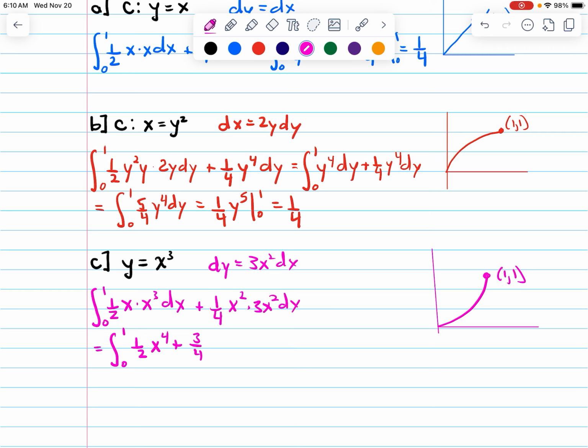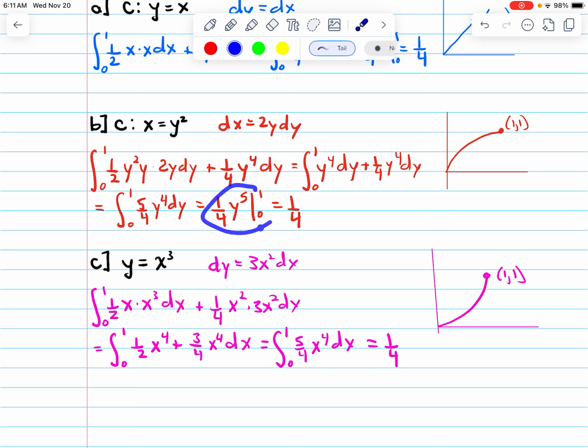3/4 x to the 4th dx. Now let's see what we've got here. We've got the integral from 0 to 1, and I've got 1/2 plus 3/4, so that's going to be 5/4 x to the 4th dx. And we know that's going to be 1/4 because we already evaluated such an integral up here.